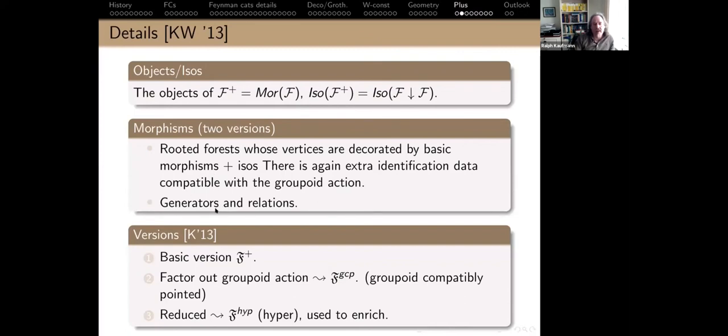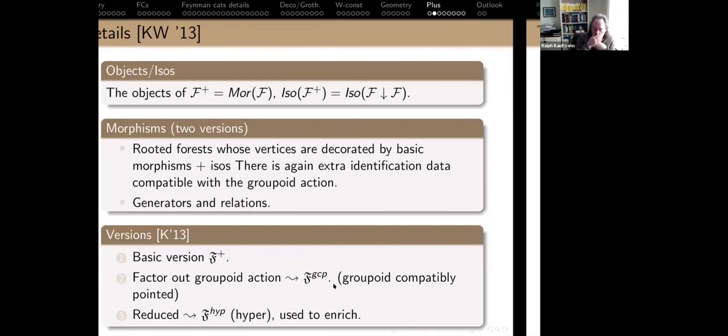There's a second way, by generators and relations, which is really nice, and the details of how that helps you are given in the 2019 paper. And so there are versions. There's a basic version where you can factor out by the groupoid action. Basically, if you do this plus construction, you'll see the morphisms twice. You'll see them here and you'll see them here. You can identify those. That's the GCP construction. And then if you don't want the isomorphisms to contribute, you have to do the hyper construction.